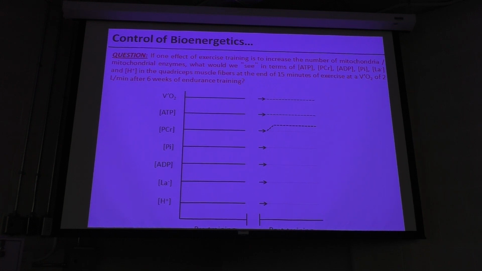Right? So to support a given ATP demand, if you have more mitochondria and more enzymes, you can drive oxidative phosphorylation at a higher rate, therefore produce more ATP aerobically, and therefore you need to rely less on phosphocreatine degradation. So the phosphocreatine levels in the muscle after training relative to before training would be higher because you need to use that potential energy source less.